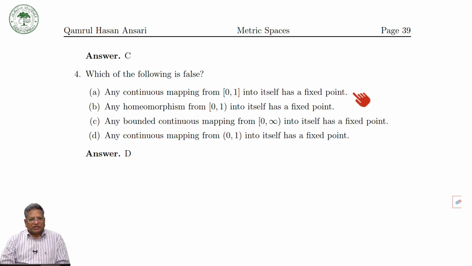The second statement is that any homeomorphism from the closed interval into itself has a fixed point. Okay, so this has a fixed point. The next one is any bounded continuous map from this into itself has a fixed point. Yes, this is bounded, so the image must be less than infinity. So, a bounded continuous function defined on this set has a fixed point.